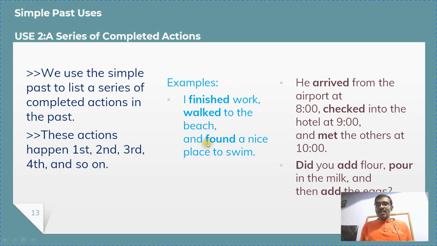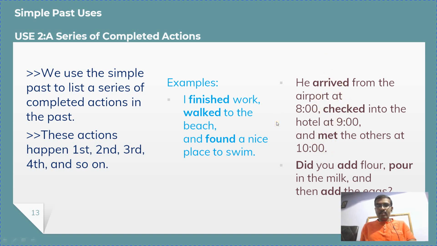So these are repeated completed actions. All are completed. All are brought together in the same sentence, right? He arrived from the airport at 8, checked into the hotel at 9, and met the others at 10. So this is a series of completed actions. At 8 o'clock one action is completed, at 9 o'clock one action gets completed, at 10 o'clock one action got completed, right? So these are completed actions. In order to denote completed actions, we use the simple past tense.